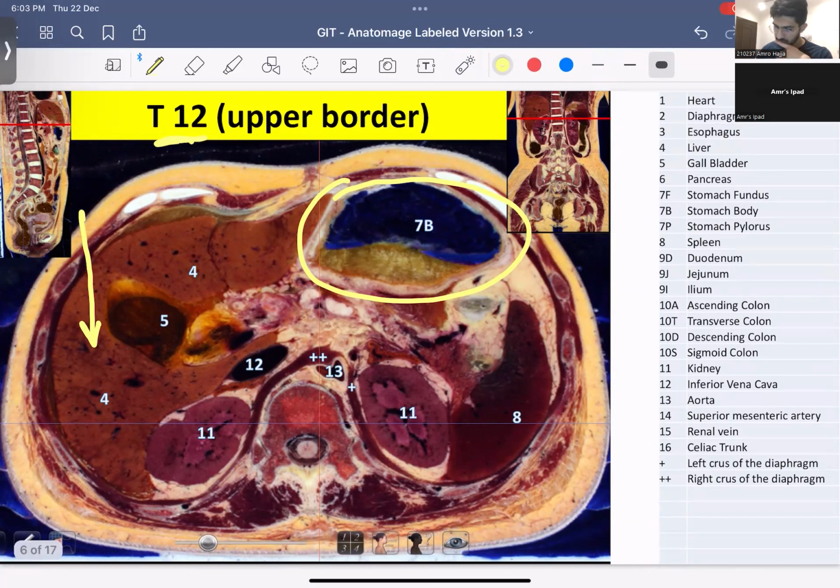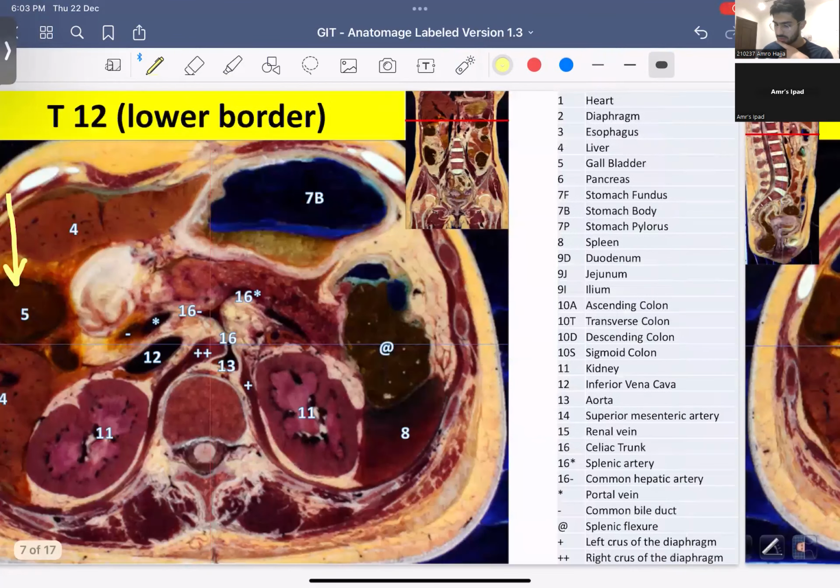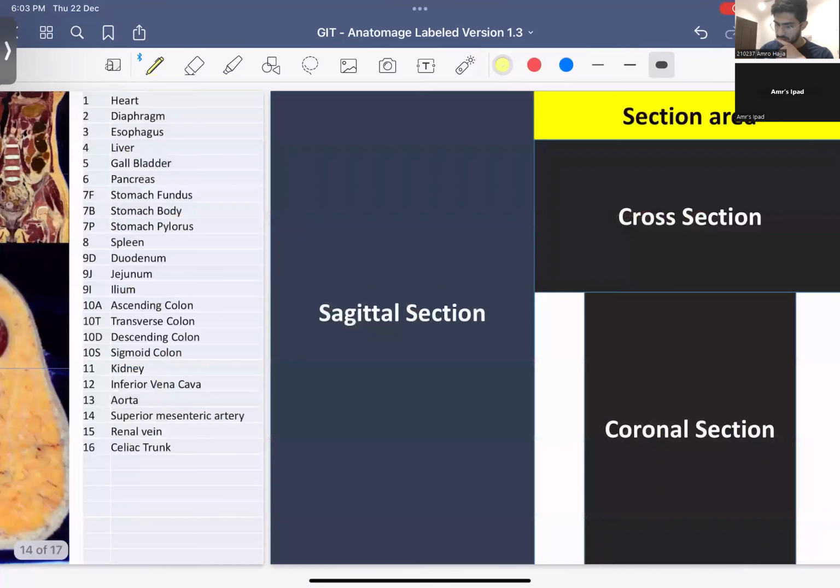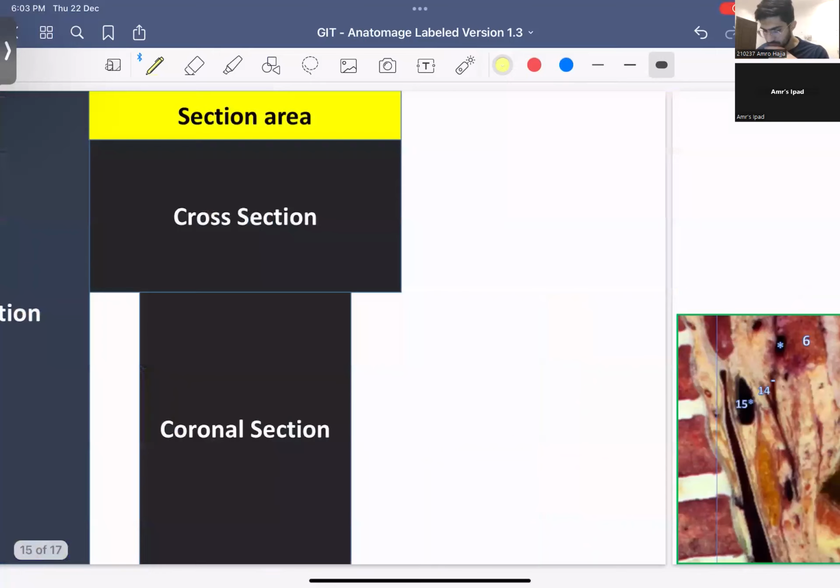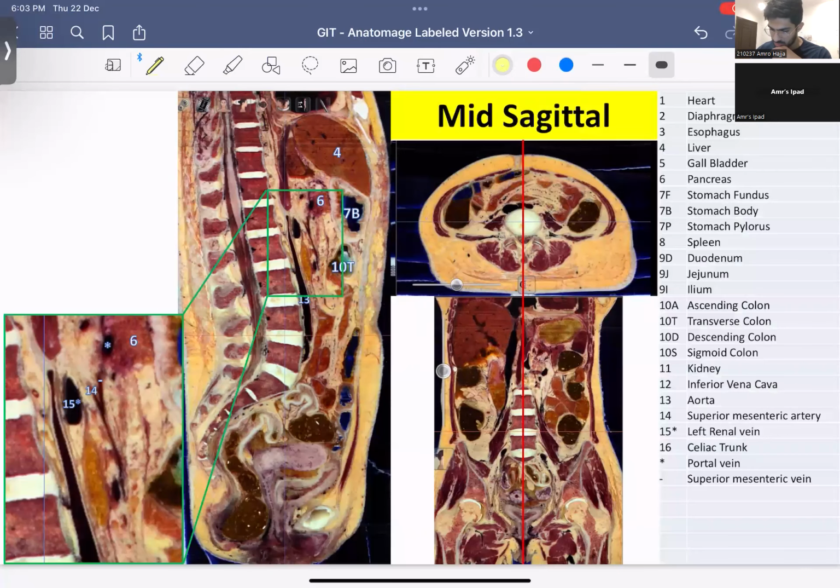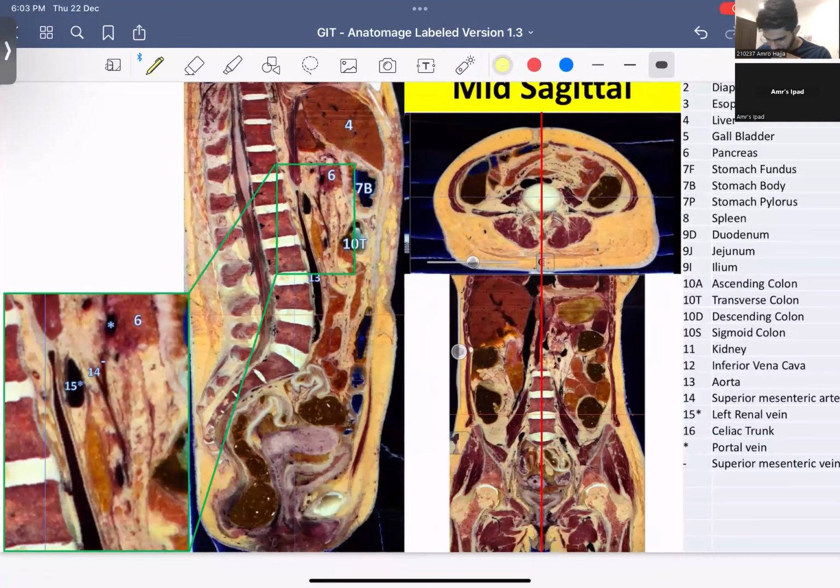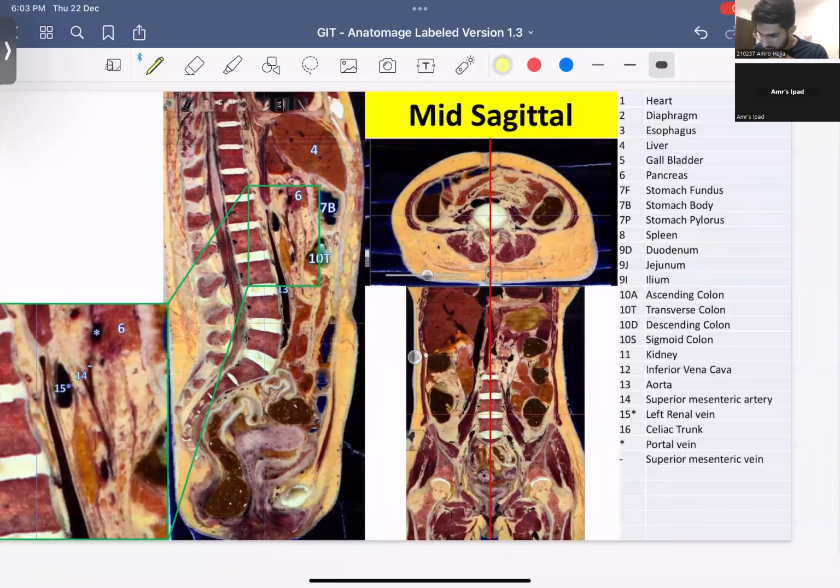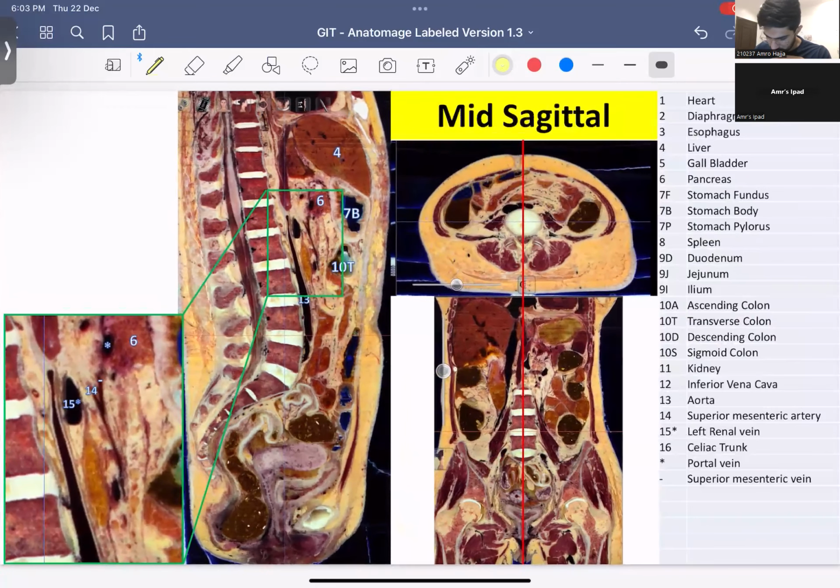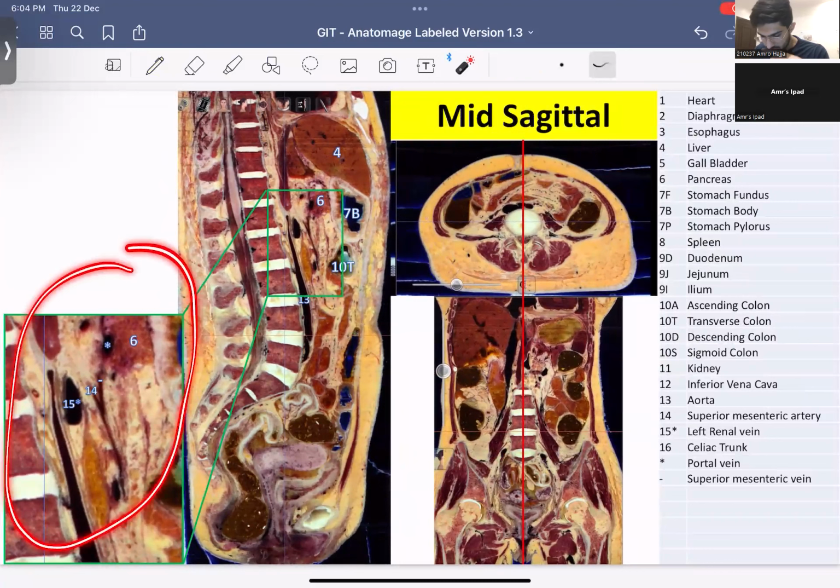Okay. Now, moving on to talk about the sagittal sections. The sagittal sections here, let's start with this one. Now, let's start with the first one here. We have the left renal vein. Here we have the superior mesenteric artery, and here we have the superior mesenteric vein.